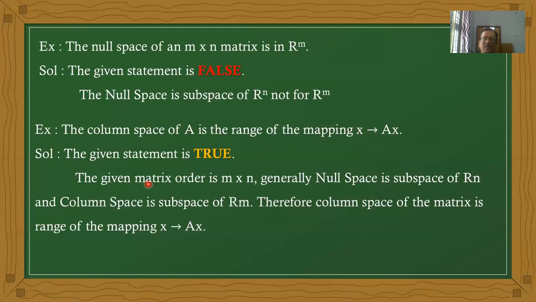We are assuming the given matrix order is m by n. Generally, the null space is a subspace of Rn and the column space is a subspace of Rm. Therefore, the column space of a matrix is nothing but the range of the mapping.